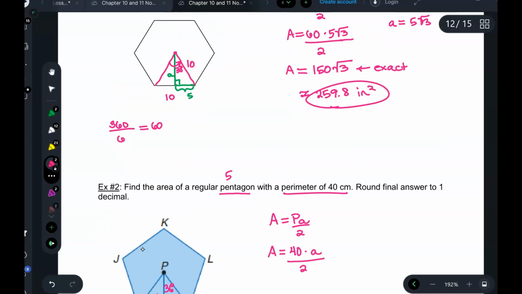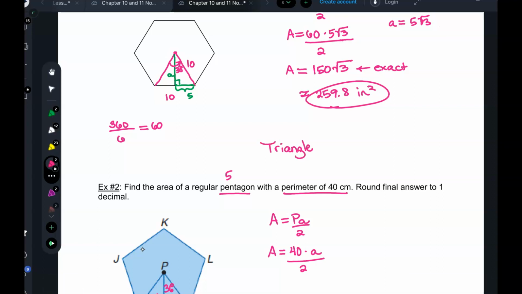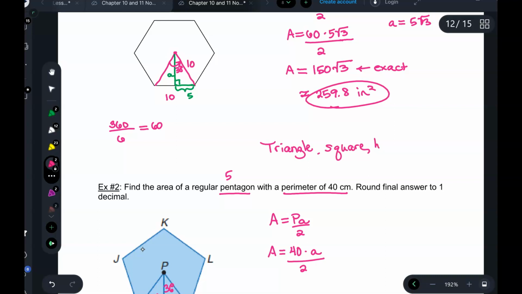So, triangle, as long as it's equilateral, when I'm saying equilateral triangle. Square, hexagon, special triangles. These are all equilateral. Why did I forget something?